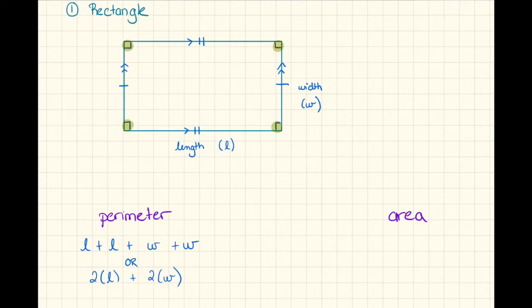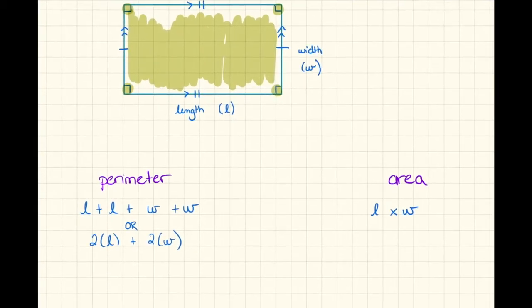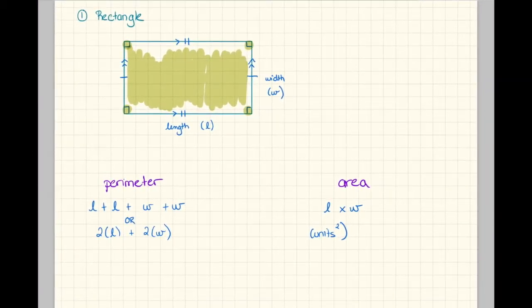It's whatever you prefer. When you are calculating the area, so the space that is inside this shape, it's a very simple calculation of just doing the length times the width. Keep in mind, however, that it's always units squared: centimeters squared, meters squared, it's always units squared. So that's it for the rectangle in terms of its perimeter and its area.